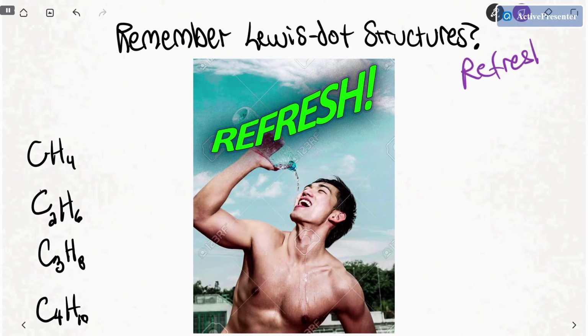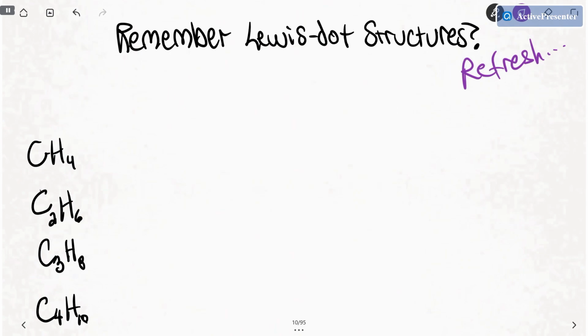So refresh. Let's talk about Lewis dot structures. Remember introductory chemistry, Lewis dot structures? So let's do this first one. We have CH4. You usually want to start with the carbon, or you can go left to right. But really, the reason why they say left to right is because they usually put carbon first. So especially in OChem, you want to pay attention to that carbon because the carbon is going to be the basis for every single thing that you do. It's all going to be about the carbon.